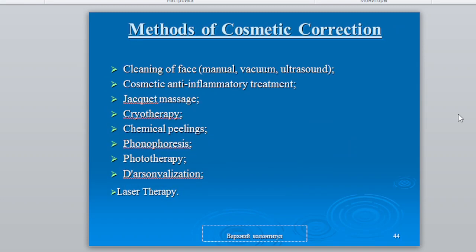Next, methods of cosmetic correction. Cleaning of face, manual, vacuum, ultrasound, cosmetic anti-inflammatory treatment, jacket massage. Cryotherapy. Chemical peelings. Phonophoresis. Phototherapy. Darsonvalization. Laser therapy.